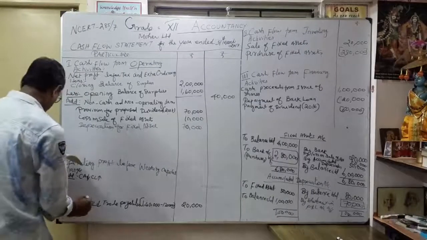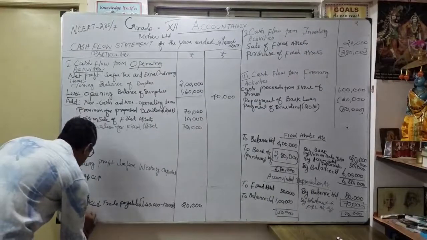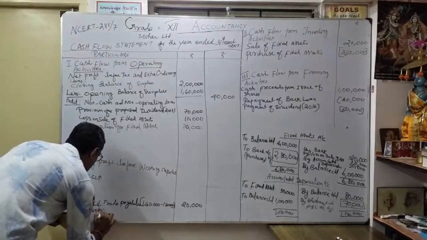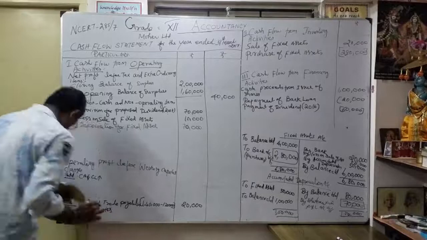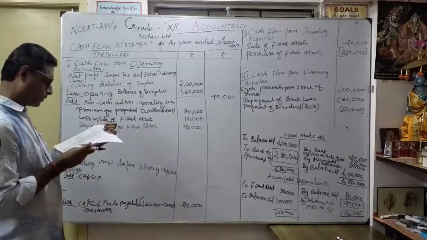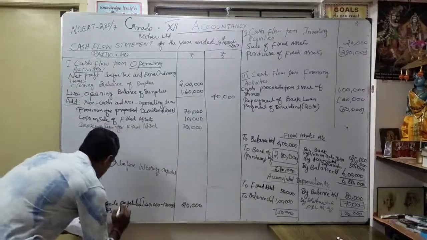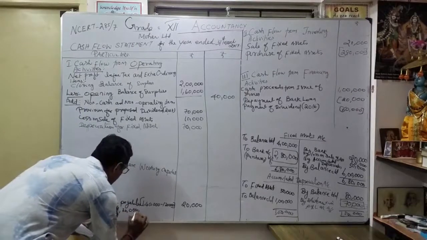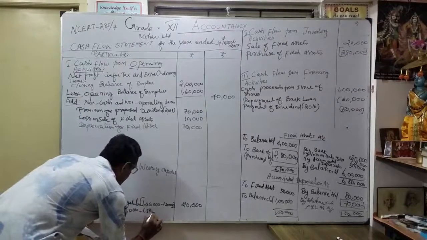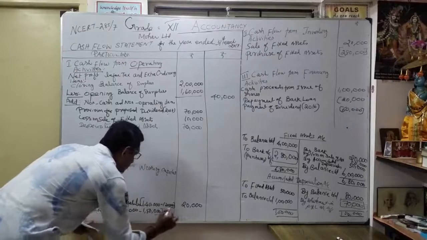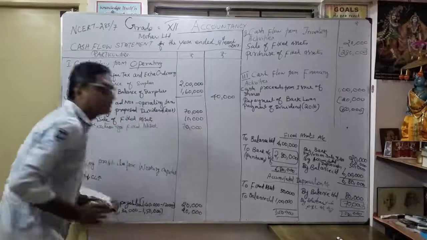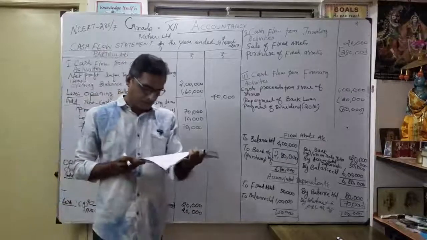Okay, so what I have to write? Inventories. Inventory is how much? 1,30,000 now become 1,50,000. Always write like this. So how much increase? 20,000. Okay, so inventory is over. Correct?